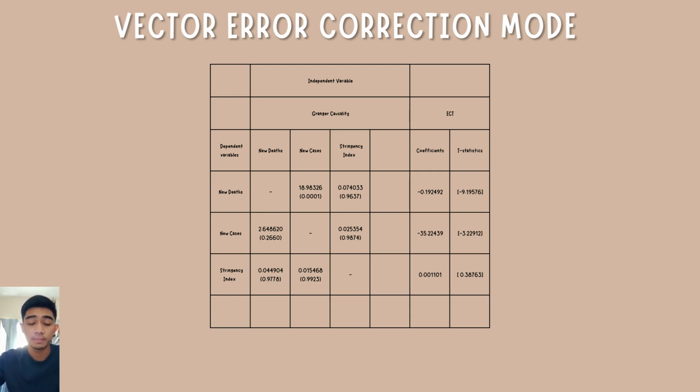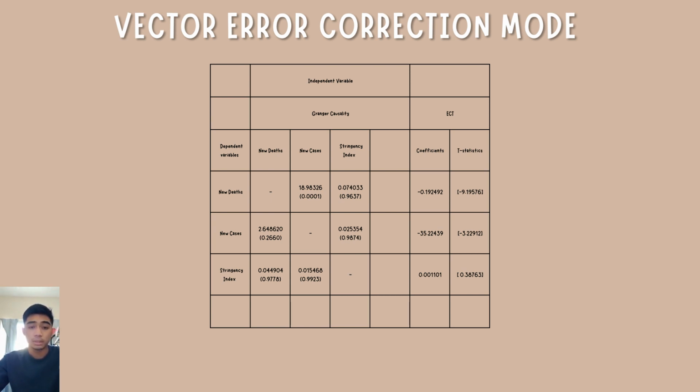Next is VECM. From the ECT result, it shows that the coefficient of the error term in the new death equation is statistically significant and negative. This means that the new cases contribute to the number of deaths. New cases and new deaths are significant at 5% level. The coefficient of new cases is 35.22. Hence, the adjustment will take 35.22% in a year to get back to equilibrium. Meanwhile, the coefficient of new death is 0.192. Hence, the adjustment would take 19.24% in a year to get back to equilibrium.